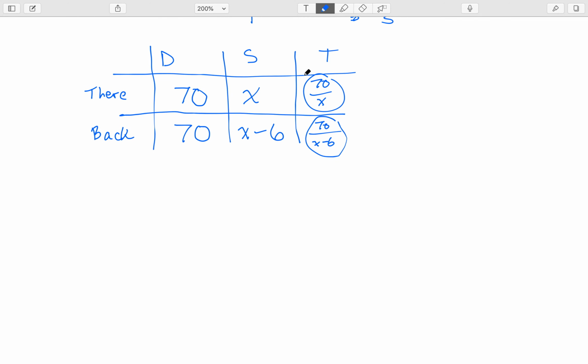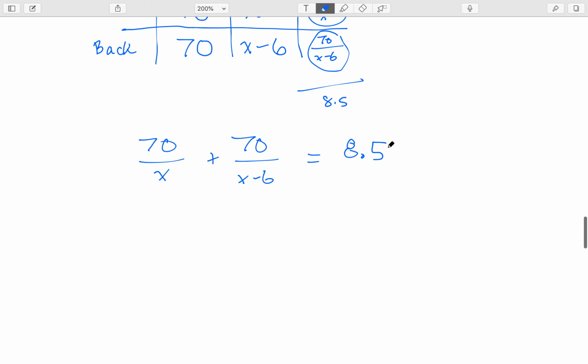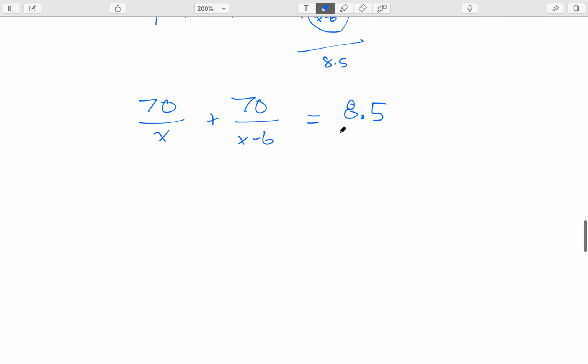Okay, so here we go. This plus this should add up to 8.5. That's an equation: 70 over x plus 70 over x minus 6 is equal to 8.5. There's my equation. I can see my lowest common denominator is this and this. I'm going to solve this equation. Getting to the equation is the hard part. Solving is actually the easy part.